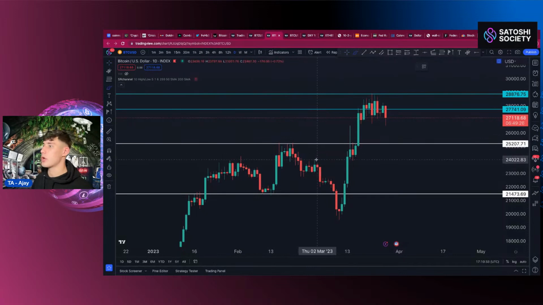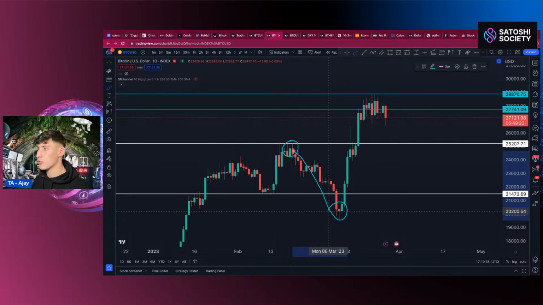So what did I do? Well, I shorted, and I told you that I was shorting this area here, and we can see that that short played out really, really nicely, and I told you I took 100% of the profits out of the trade right here at $21,473.